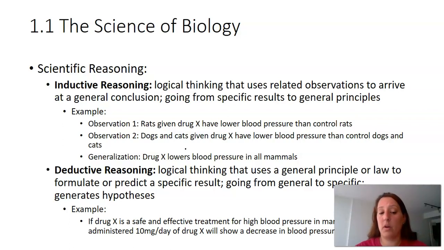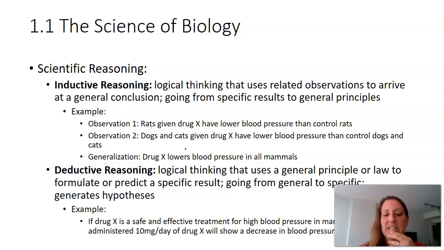Since drug X works in rats, dogs, and cats, then drug X lowers blood pressure in all mammals. So do you see how we went from very specific results to, wow, we just went really broad. We're going to say that drug X works in all mammals. So rats, dogs, and cats are examples of mammals, but now we're saying it's going to work in all mammals. And that can be tested. Okay, we can test it in other mammalian groups. That's inductive reasoning, going from specific to general.